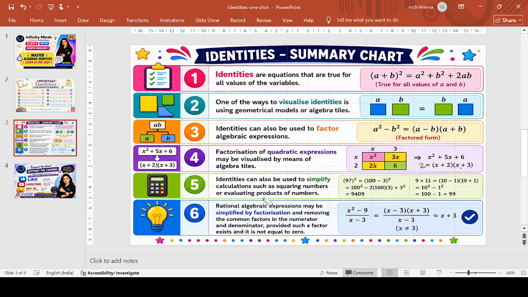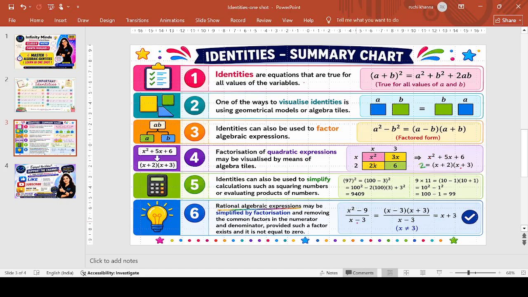Okay, so point number 6, rational algebraic expressions may be simplified by factorization and removing the common factors in the numerator and denominator, provided such a factor exists and is not equal to 0. This is, in simple words, division of your expressions that is being talked about. Okay, how are we required to divide any two expressions of polynomials? By breaking them up into factors and cancelling the common factors. So that is what is being referred to as rational expression. That is being referred to as rational in the form of P by Q. It's pretty tricky to understand this. So it is basically division of expressions, in simpler mathematical words.